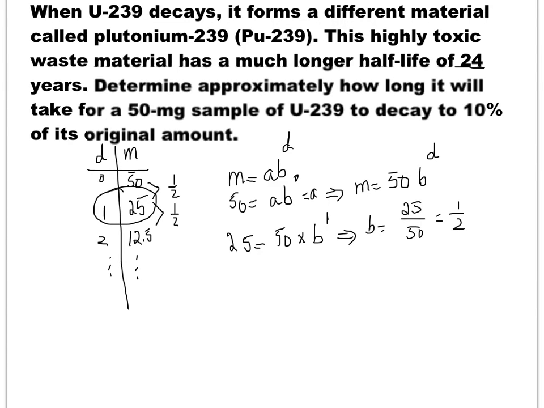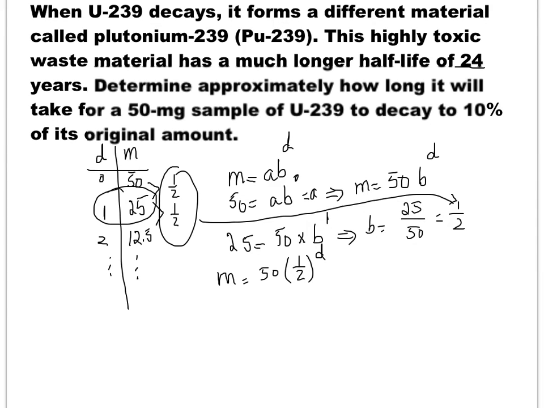And if you look at the ratios here, B is really 1 over 2. So we didn't need to do this one. Just by looking at the ratio, we could write the equation. So the equation becomes M is equal to 50 times half exponent D.